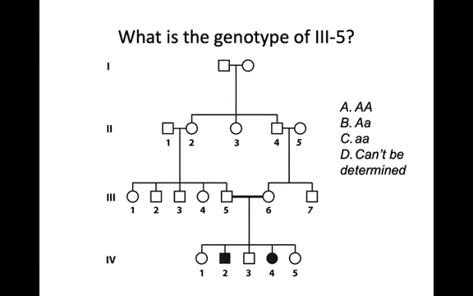Okay, so we're going to walk through a couple little questions. I want you to think about them. So in this particular case, what is the genotype of individual 3-5? So I'll let you stare at this for a second. Okay, so you have A, B, C, and D. Let me just see if I have the answer. No, I don't have the answer. So I'll just tell you right now.